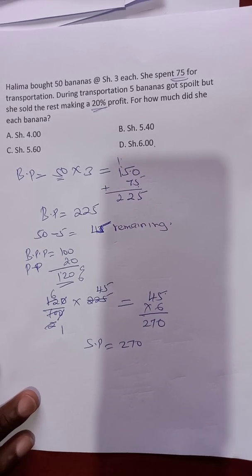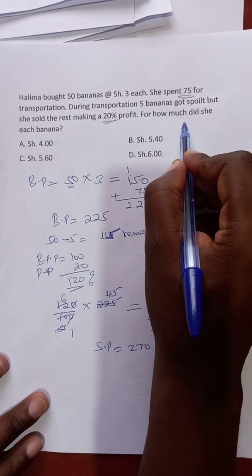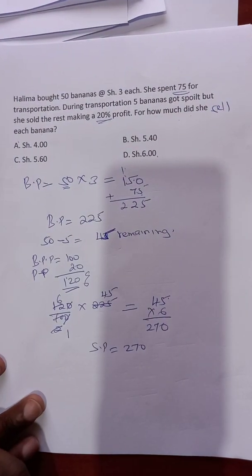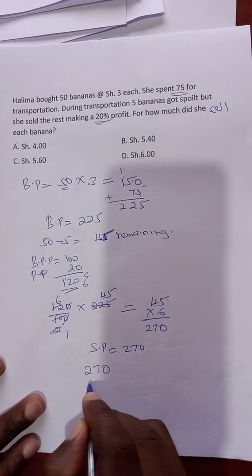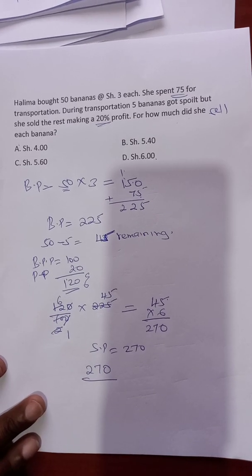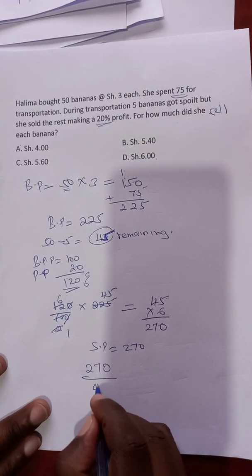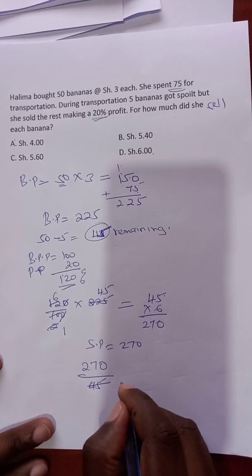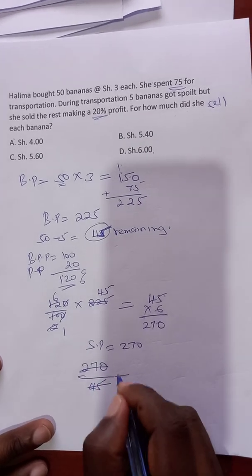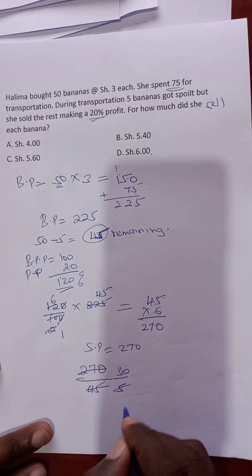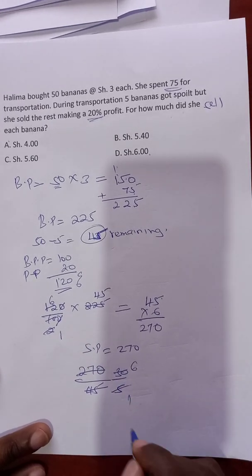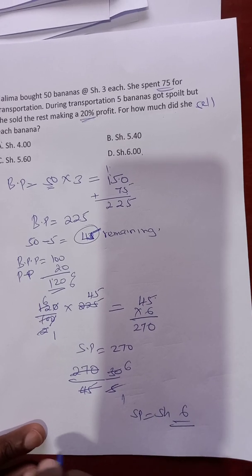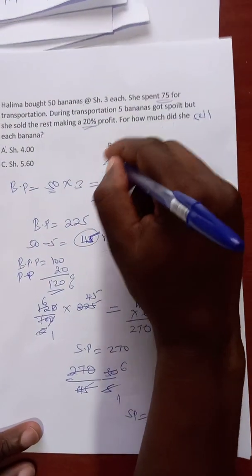270 shillings. But what is the question asking? For how much did she sell each banana? So it is 270 all over the remaining bananas. How many remained? 45. Cancel where possible. By 9, 5. By 9, 30. By 5, 1. By 5, 6. So the selling price was shillings 6 each. So our correct answer is D.